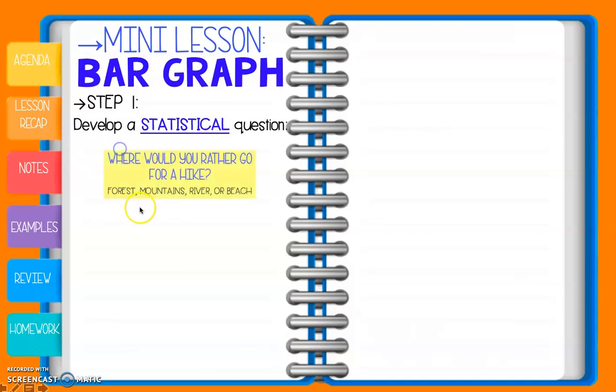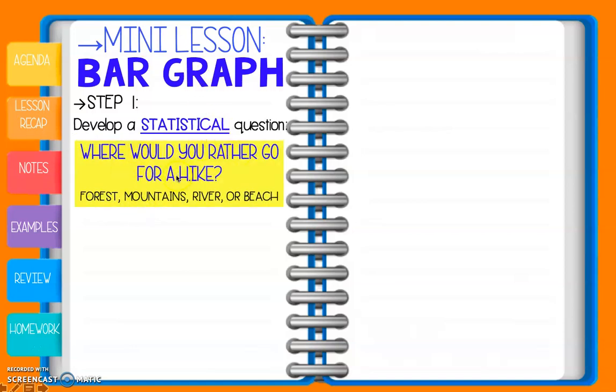So our statistical question is going to be, where would you rather go for a hike? Would you go to the forest, to the mountains, to the river, or to the beach? We're going to get a variety of answers as we ask people. So our first step there is to develop the statistical question. Then we're going to collect the data.